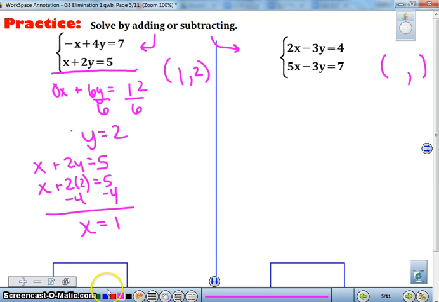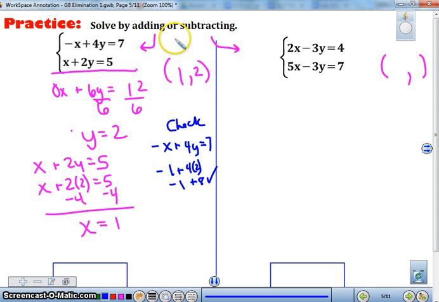Does it check? That check, remember, is just kind of making sure. Negative x plus 4y equals 7. So negative 1 plus 4 times 2, that's going to be 8. Negative 1 plus 8 equals 7.